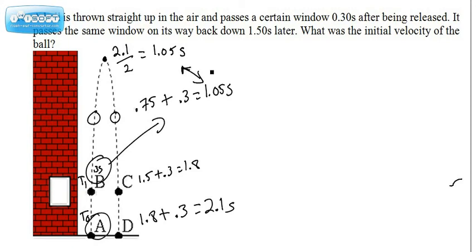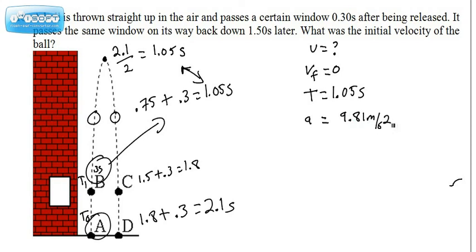Now we need to figure out what was the initial velocity of the ball. So, what do we know? Well, we know that the initial velocity we're looking for is U, question mark. VF equals 0, because we're only going to look at half of the trajectory. What else do we know? That the time to go from my initial to my final is going to be 1.05 seconds. What else do we know? We know the acceleration due to gravity, 9.81 meters per second squared.